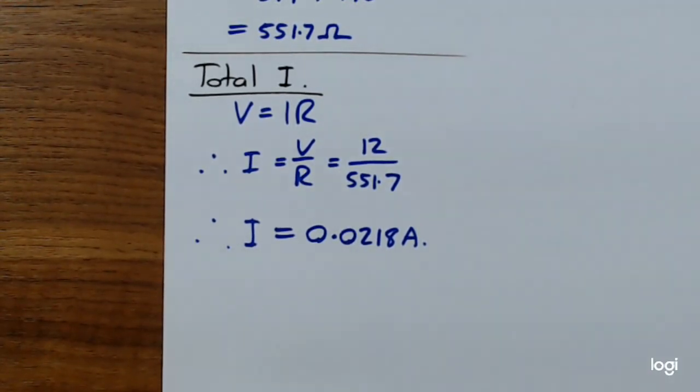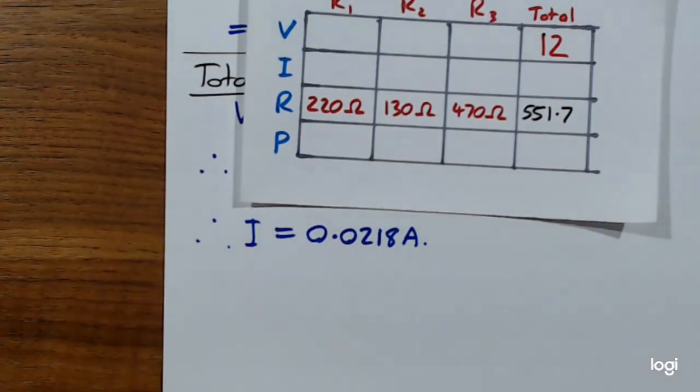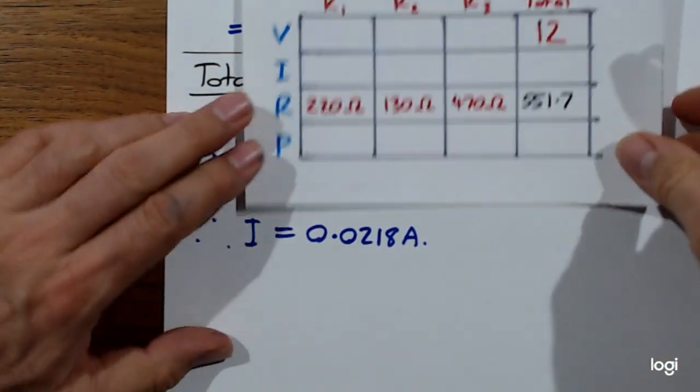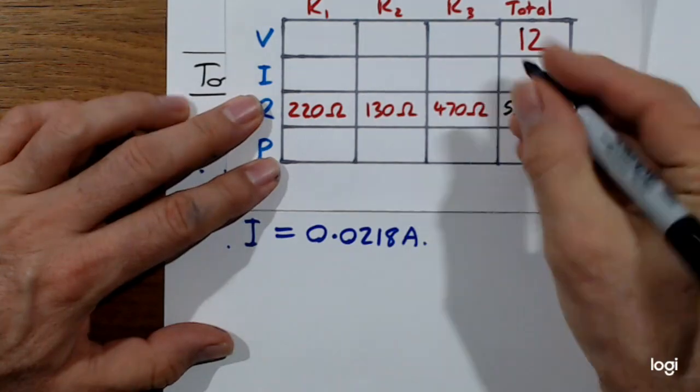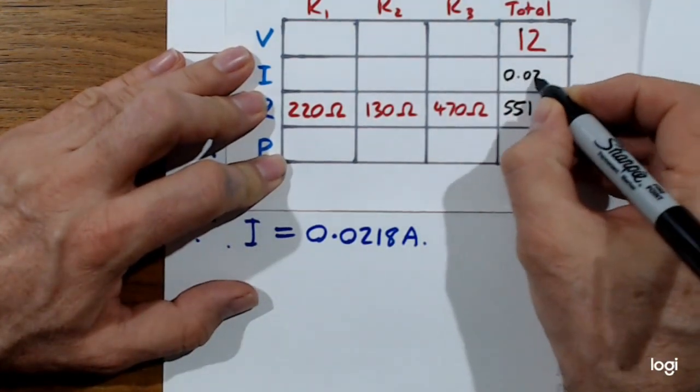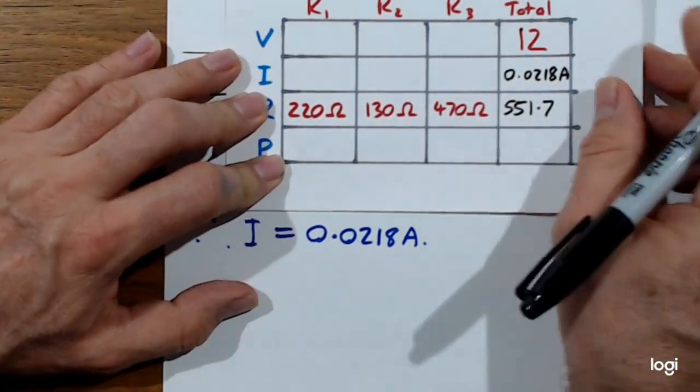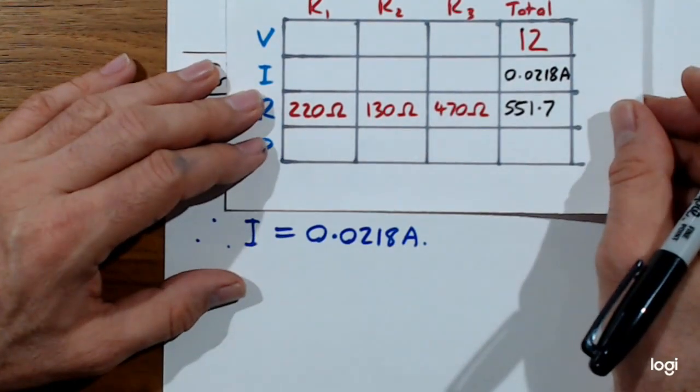Okay, so they're the totals. Now let's get down to all of these single parts. I'm just going to fill in a few things here. So the total current is 0.0218 amps. I'm just going to write this in amps even though it said milliamps.